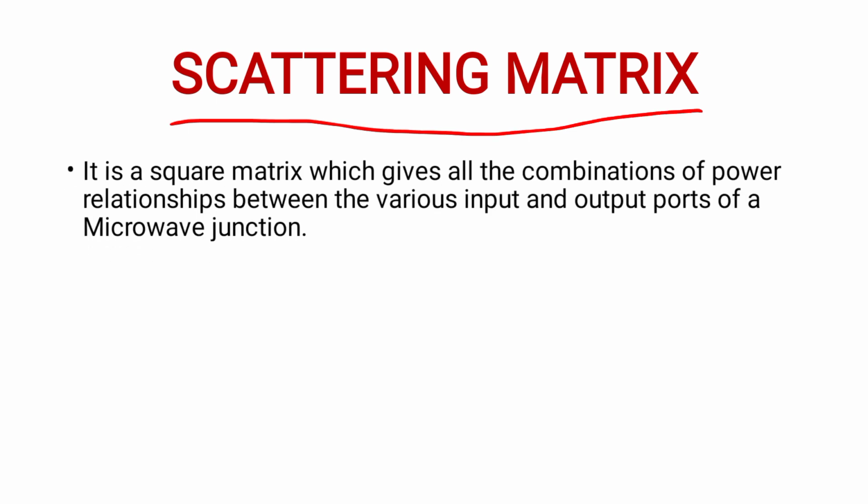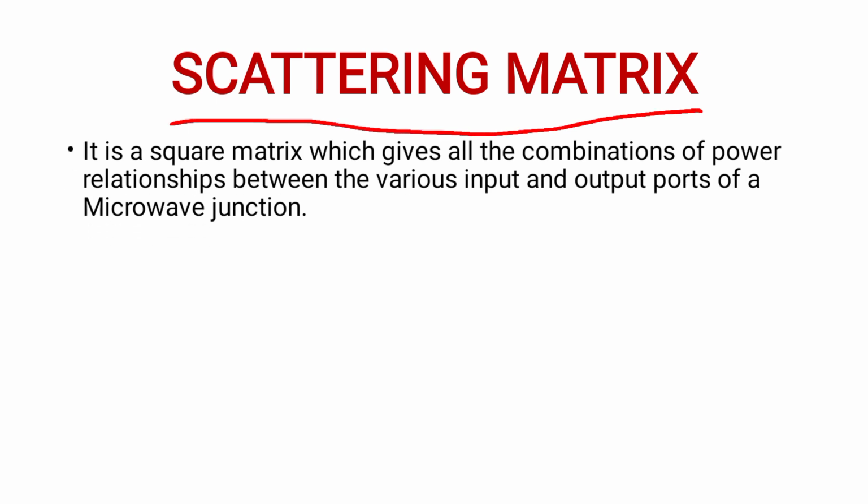Now let's see the first point. It is a square matrix which gives all combinations of power relationships between the various input and output ports of a microwave junction. That is nothing but a 3 into 3 matrix or 2 into 2 matrix, 4 into 4 matrix like that. It gives all the power relationships between the various input ports and output ports of the microwave junction.